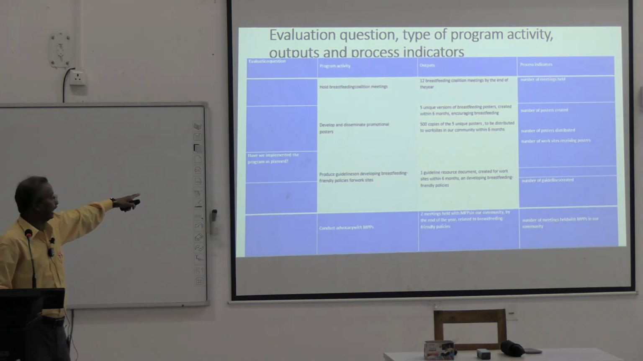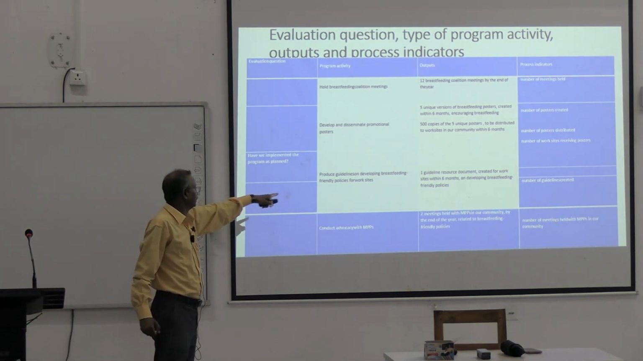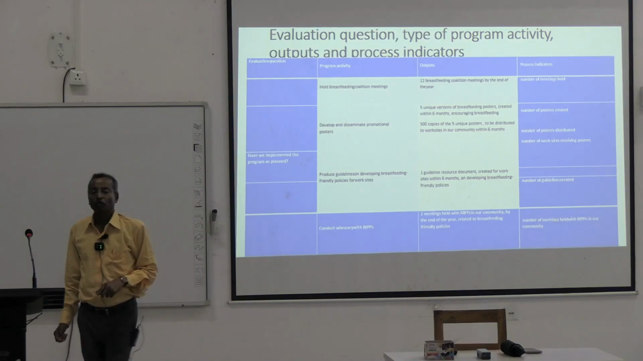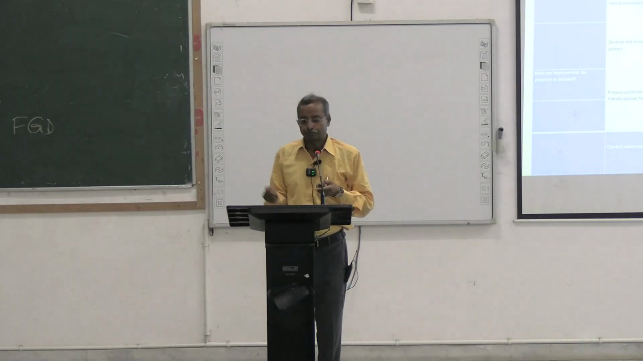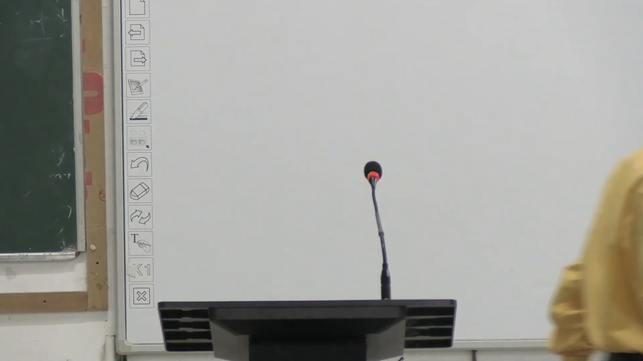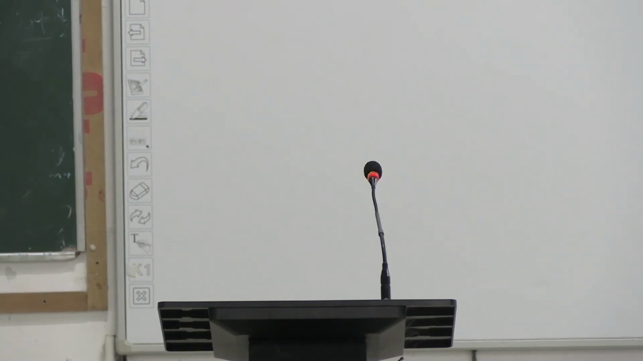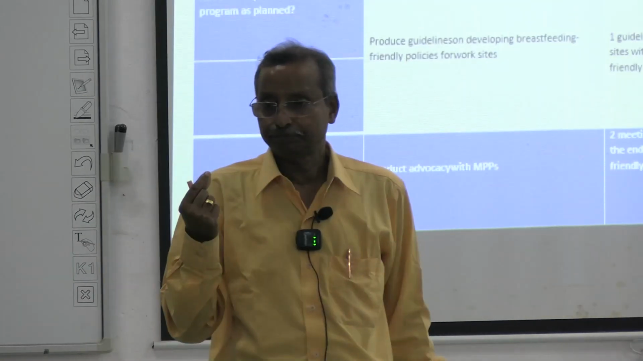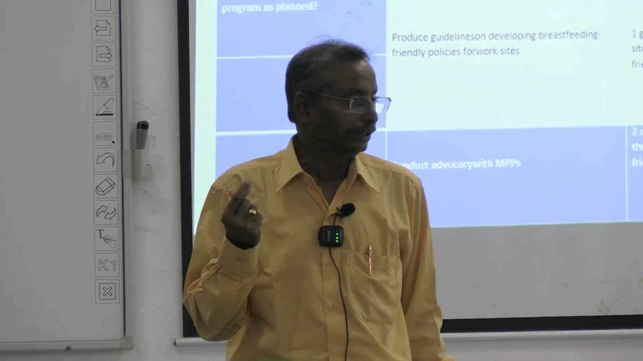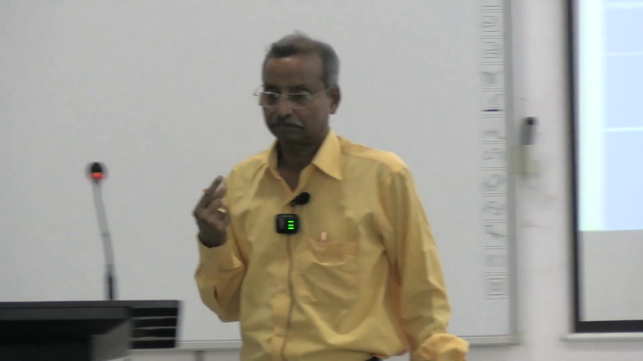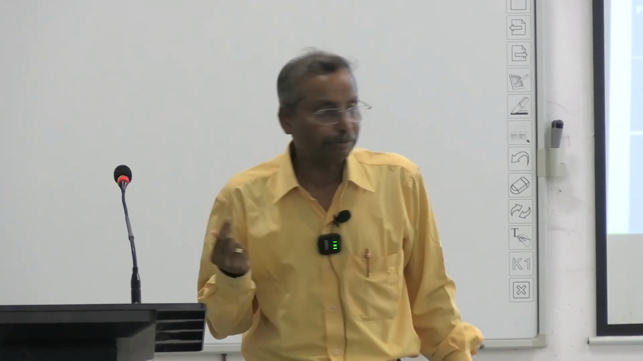Next, produce guideline, this one, produce guideline developing breastfeeding friendly policies for work sites. That means if there are friendly policies for the mothers who work in different organizations, what are the policies? Number 1 policy, perhaps you know, as far as the industry is concerned, in any industry where 30 or more women are working, there must be a crèche. There must be a crèche. Do you have any idea about the crèche? No.